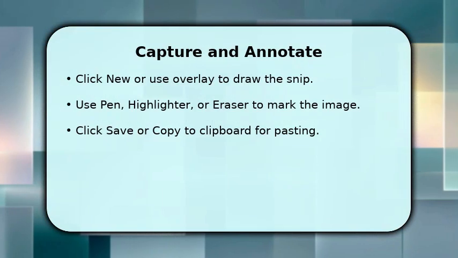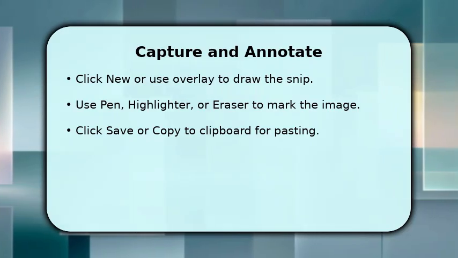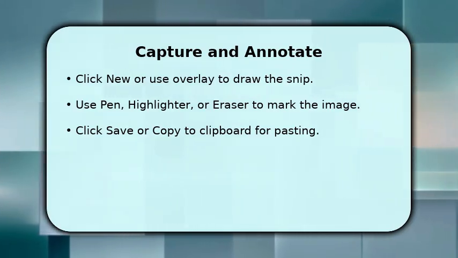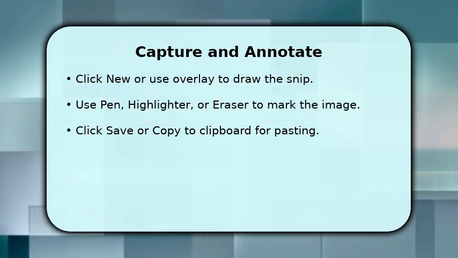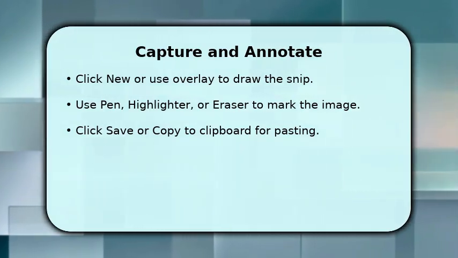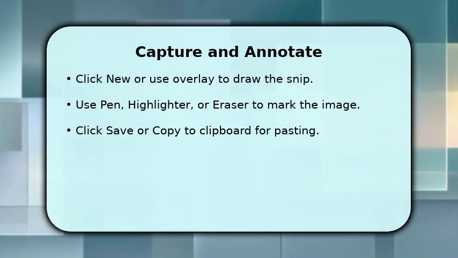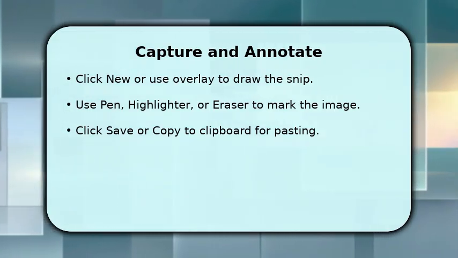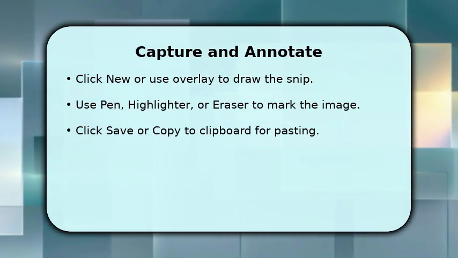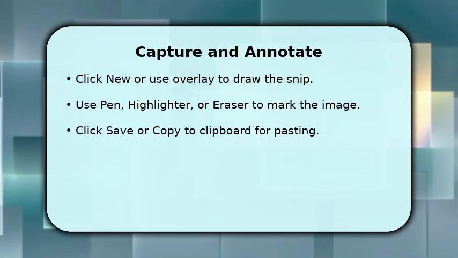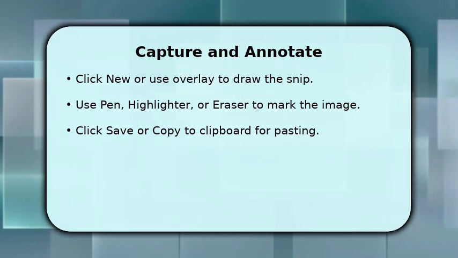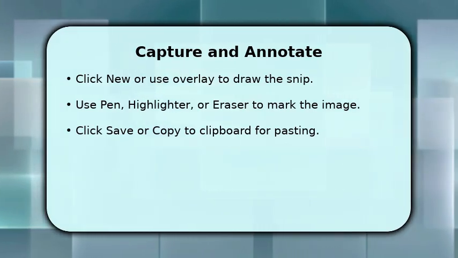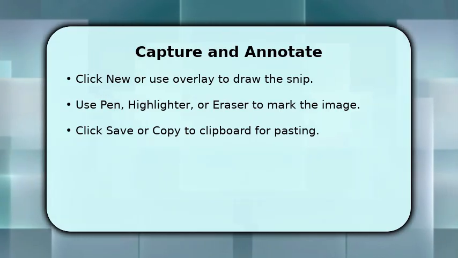Now capture the area and add context using annotation tools. Click New in the Snipping Tool app or drag with the overlay to create the snip, then use the pen for lines and the highlighter to emphasize. The eraser removes pen marks if needed. Once annotated, choose Save to store a PNG or JPG, or hit Copy to send the image to another app instantly. Make sure to name files clearly and pick a folder so you can find screenshots later without wasting time.